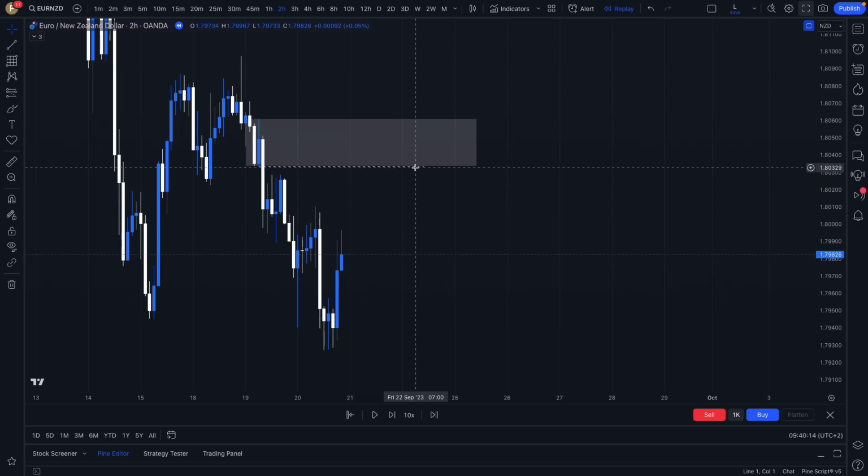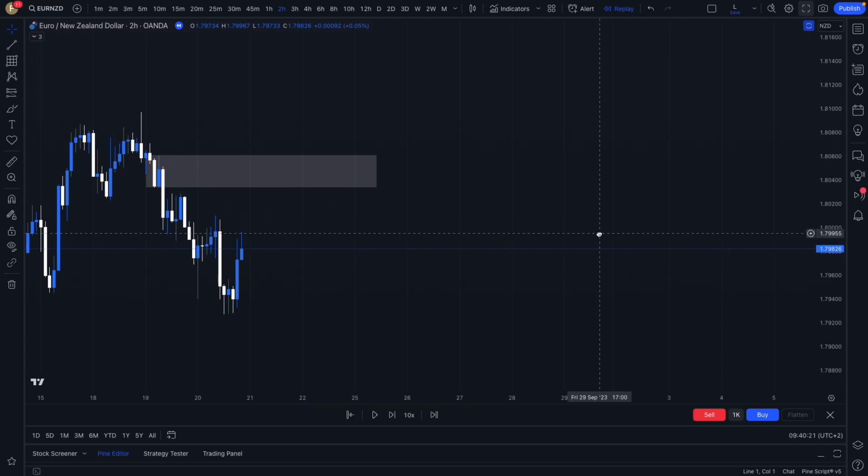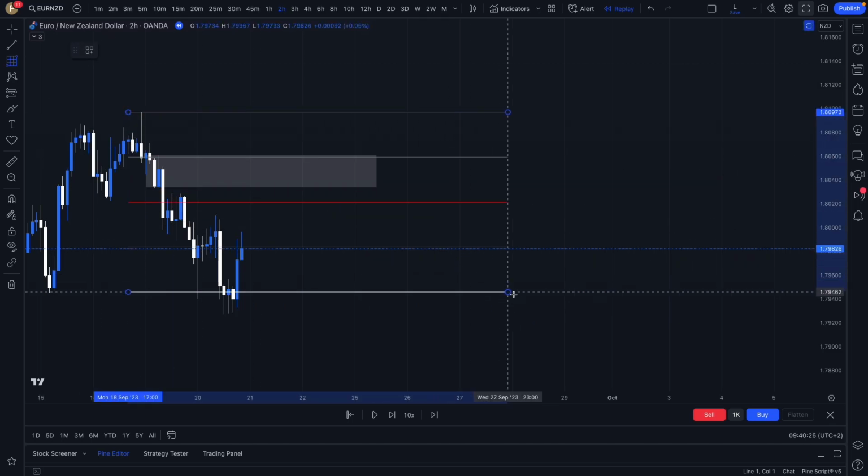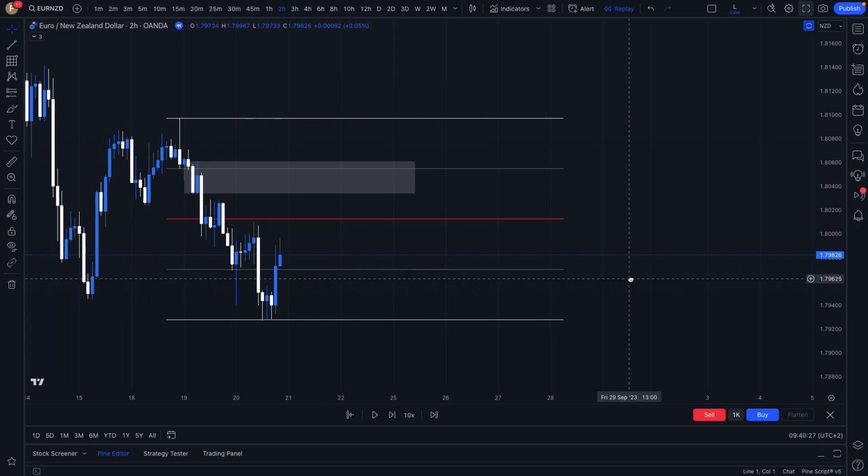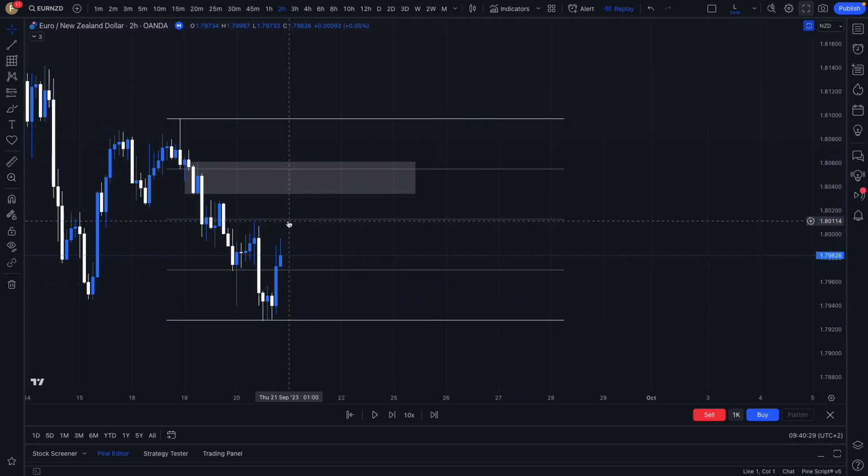And rule number 2 is the order block has to be in premium or in discount. So we are looking for sells, so it has to be in a premium price area. We only sell from premium and we only buy from discount. For me, premium is anywhere above the 50%. So this is very much in a premium price area.